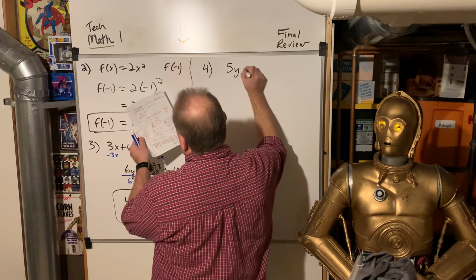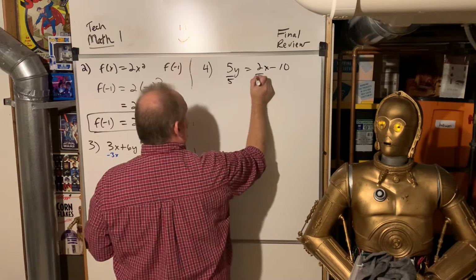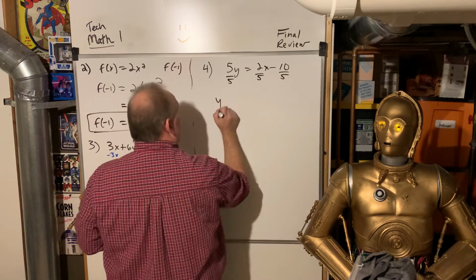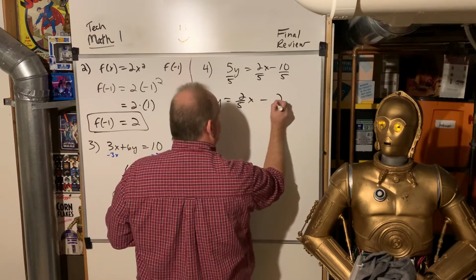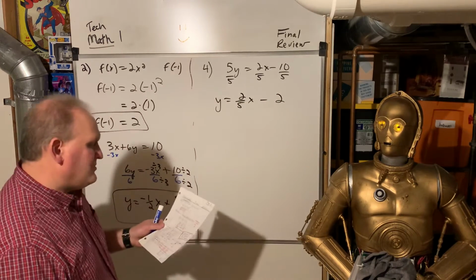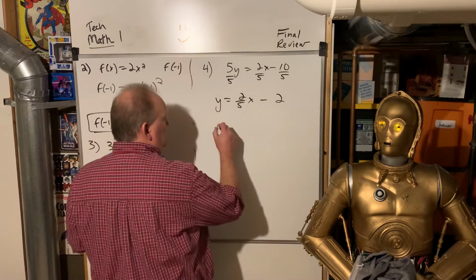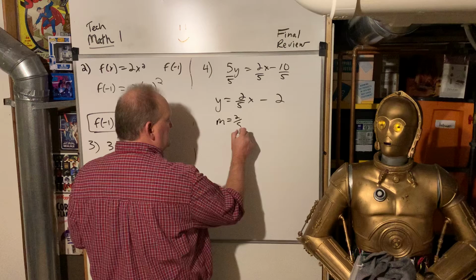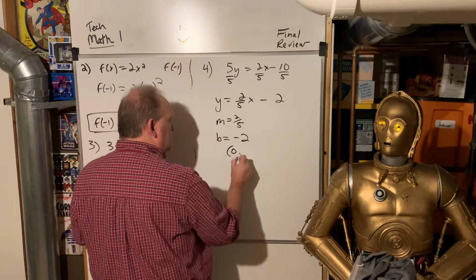So 5y equals 2x minus 10. So we divide everything by 5 first, no matter what. So you get y equals 2/5 x minus 2. I mean, this one, if you wanted to do it without graphing, you could use slope-intercept. The slope is 2/5. The y-intercept is negative 2, or 0 comma negative 2.